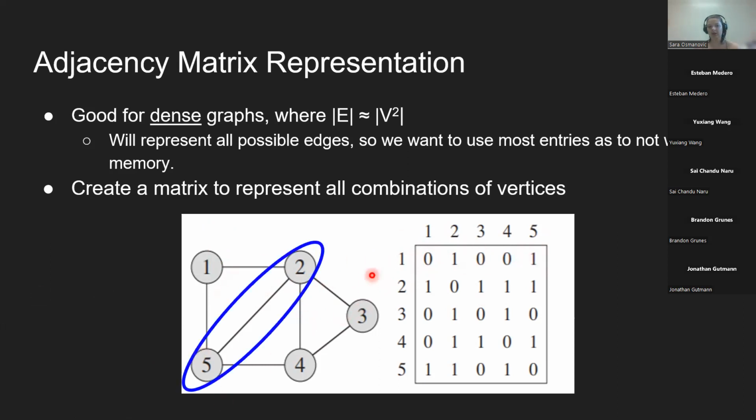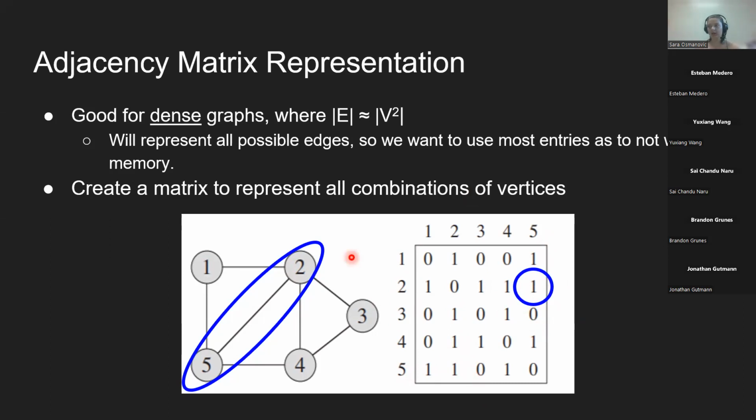This is the same thing. If you think about 2 and 5, it's the location at row 2, column 5, and row 5, column 2. So these two values are for that edge.